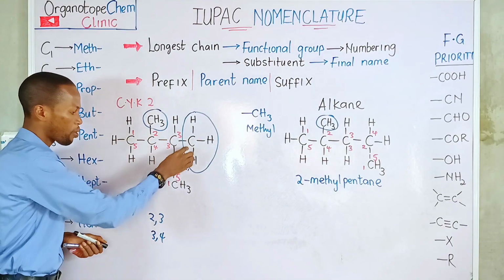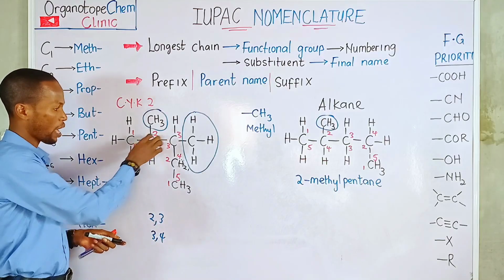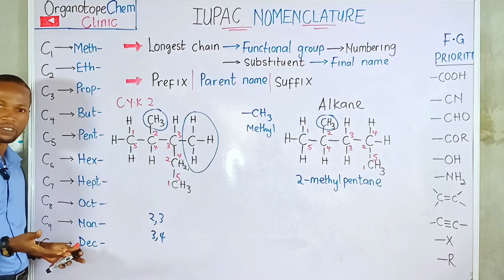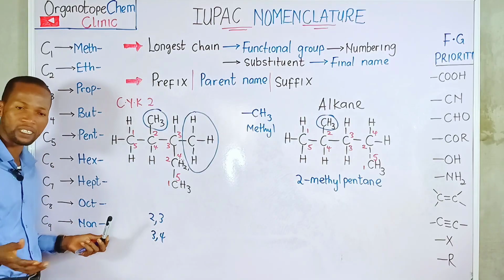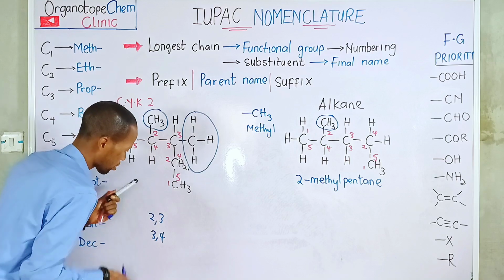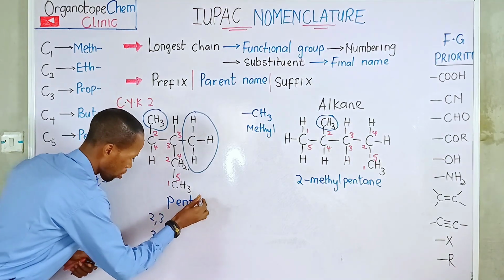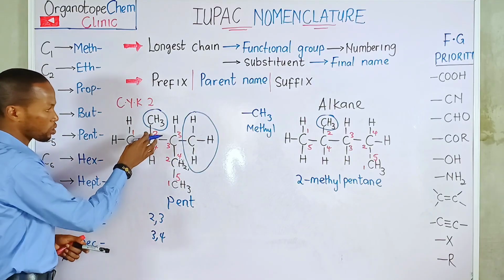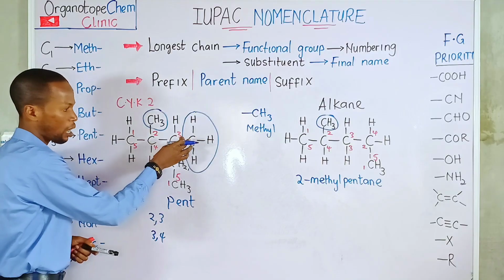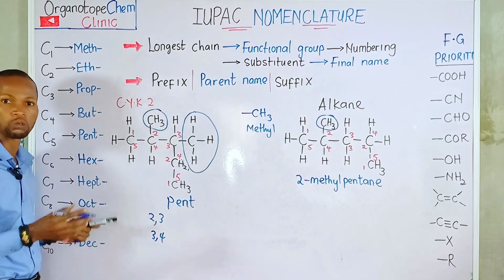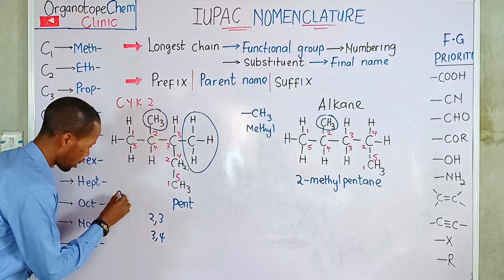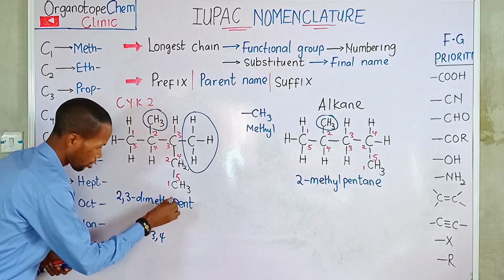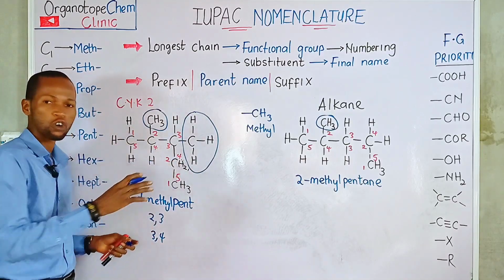Okay, then how many carbons are there in the longest continuous chain? We have 5 carbons. So what is the name given to the longest continuous carbon chain with 5 carbons? We have the pent. So what is the parent name of this compound? That is pent. Okay, and we've been able to identify the substituent group in this compound. We have the substituent group on carbon 2 as well as carbon 3. So we have the methyl group on carbon 2 and carbon 3. So the prefix name is 2,3-dimethyl.